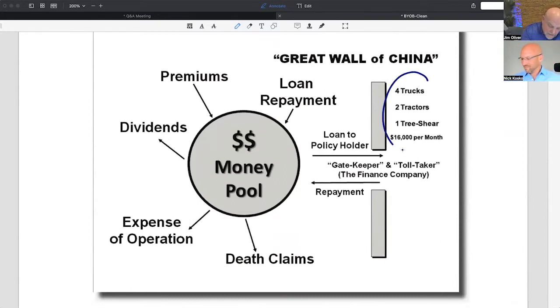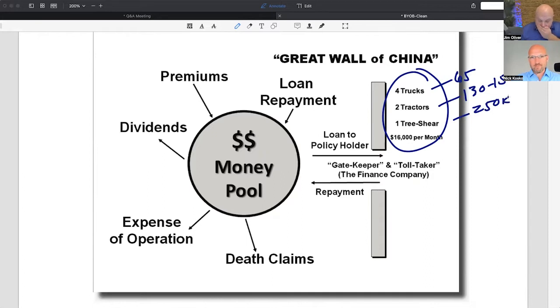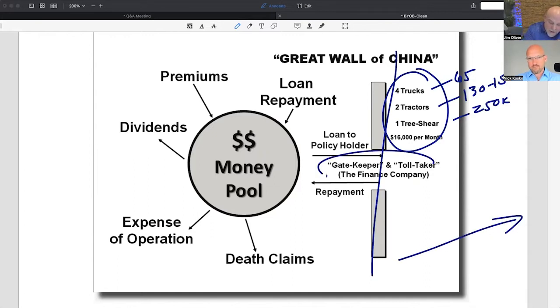Again, everybody knows kind of the example. He has 4 trucks, 2 tractors, a tree shearer. The trucks are around 65K. Tractors are around 130 to 150. And then the tree shear is about 250,000. Okay. But remember, that's what he's doing with the bank. All that money's going to the bank. And they get to chop him off at the knees if they want to, right?